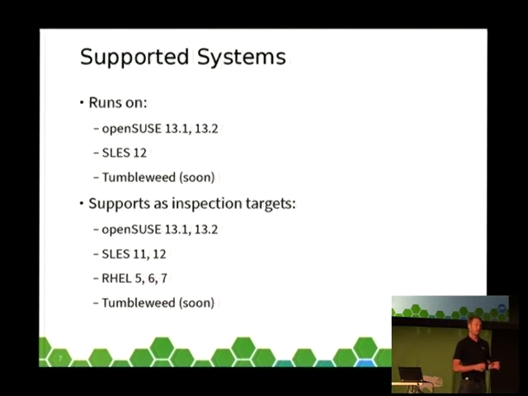The architecture looks like that. We have an administrator machine on the one side, and then we have the targets which are administrated. So machinery is installed on the administrator machine, and supported is OpenSUSE 13.1, 13.2, /12, and Tumbleweed will be supported soon. And as the targets, which can be inspected, for example, we support OpenSUSE 13.1, 13.2, /11, /12, RHEL 5, 6, and 7, and Tumbleweed will be supported soon.